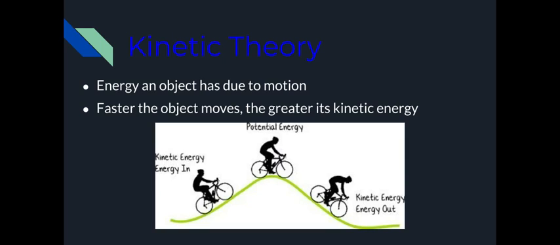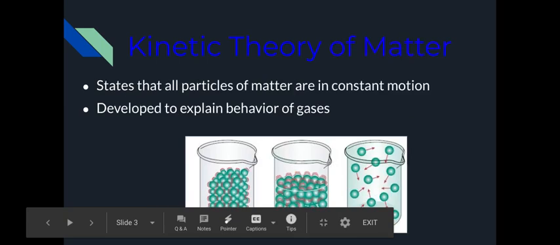If you look at the picture here, we have two types of energy, kinetic and potential. Kinetic is energy of motion. Going up the hill, energy is taken in. At the top, there is potential energy, which is stored energy, and then going down the hill, energy is released.